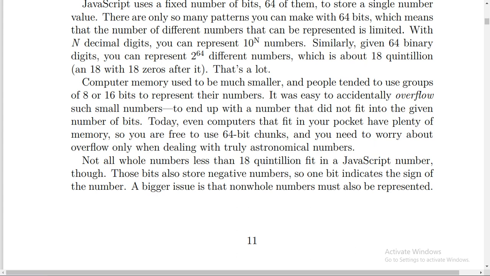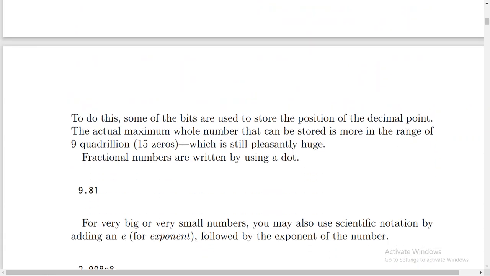Those bits also store negative numbers, so one bit indicates the sign of the number. A bigger issue is that non-whole numbers must also be represented. To do this, some of the bits are used to store the position of the decimal point. The actual maximum whole number that can be stored is more in the range of 9 quadrillion, 15 zeros, which is still pleasantly huge.